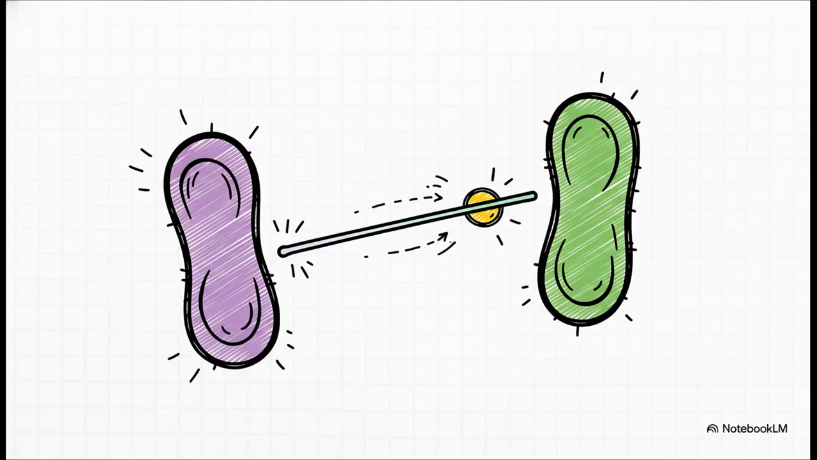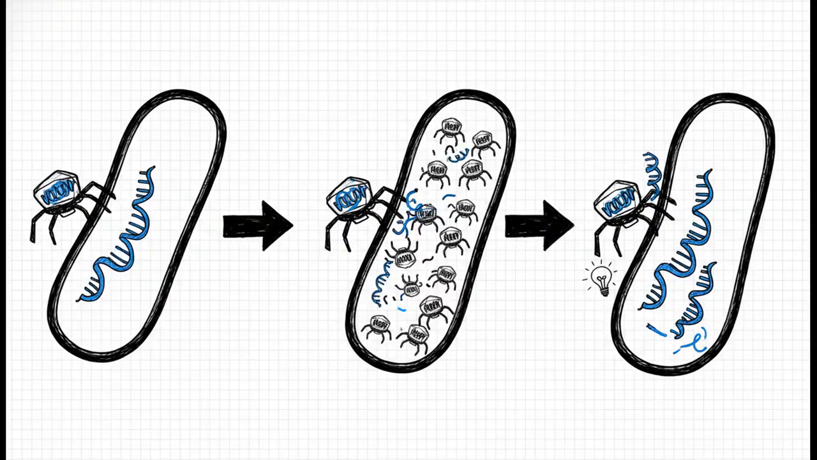Next is conjugation, which is the closest thing bacteria have to mating. This one requires direct cell-to-cell contact. One bacterium actually extends a physical bridge called a pilus over to another and then directly passes over a copy of a plasmid. That's a small, circular piece of DNA that often carries really useful genes, like the ones for antibiotic resistance.